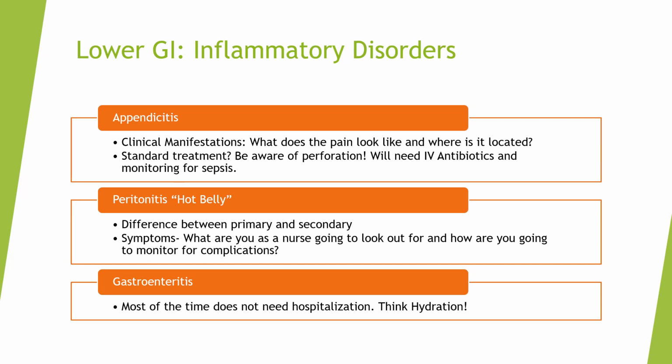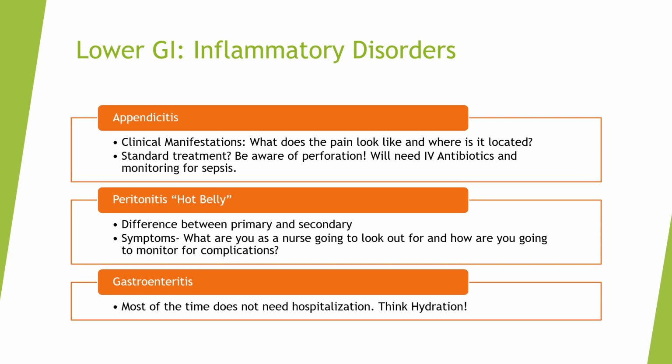What is the standard treatment? Most of the time it is going to surgery to get it taken out. Be aware of perforation, right? This is when this inflammation gets so bad in the appendix that it actually bursts. They're going to need IV antibiotics and really be monitored for sepsis, because this can cause peritonitis, also known as hot belly in a lot of hospitals. You'll hear somebody say, "Oh, that is definitely a hot belly." That being the idea that there's so much inflammation that it's just kind of a breeding ground for issues in the belly.